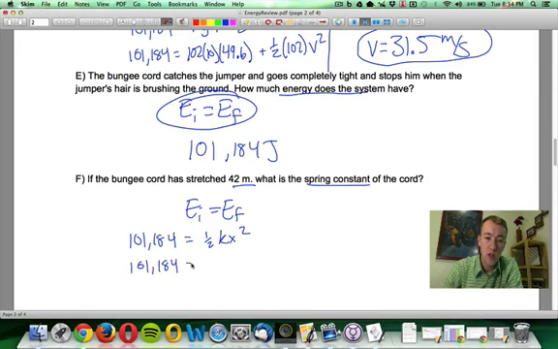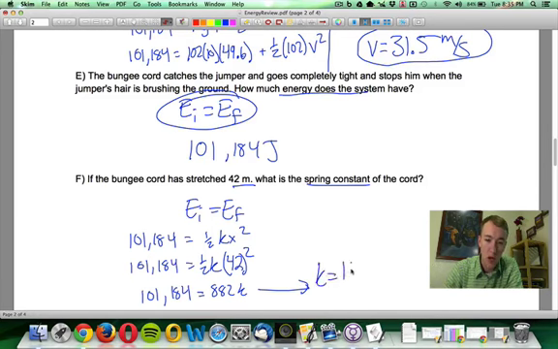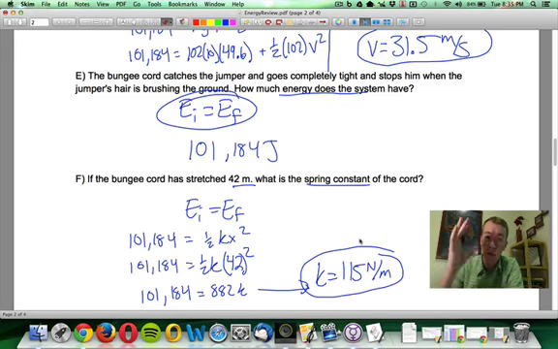Now we can substitute in these values. We're looking for k, and we know that x is 42 meters. So I'm going to put that in parentheses, square that. This becomes 101,184 equals 882k. I just squared the 42 and multiplied it by 1/2, and you end up with k equaling 115 newtons per meter. Remember, through this whole problem, energy was conserved.